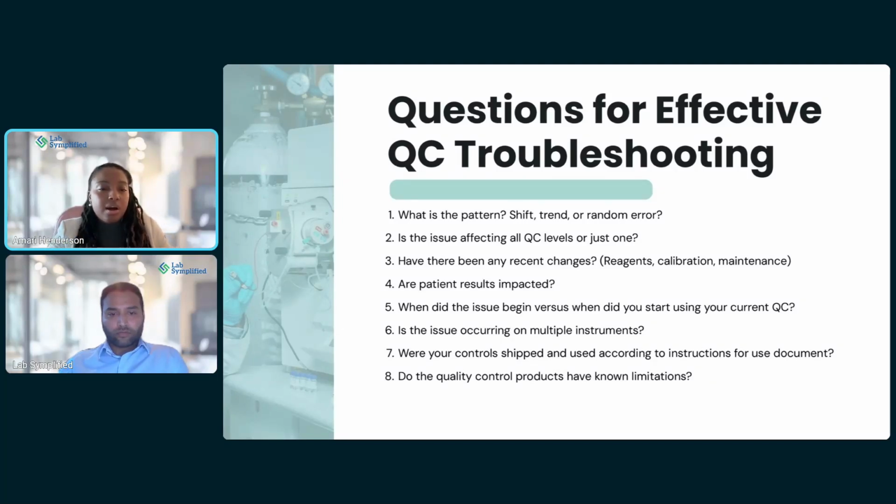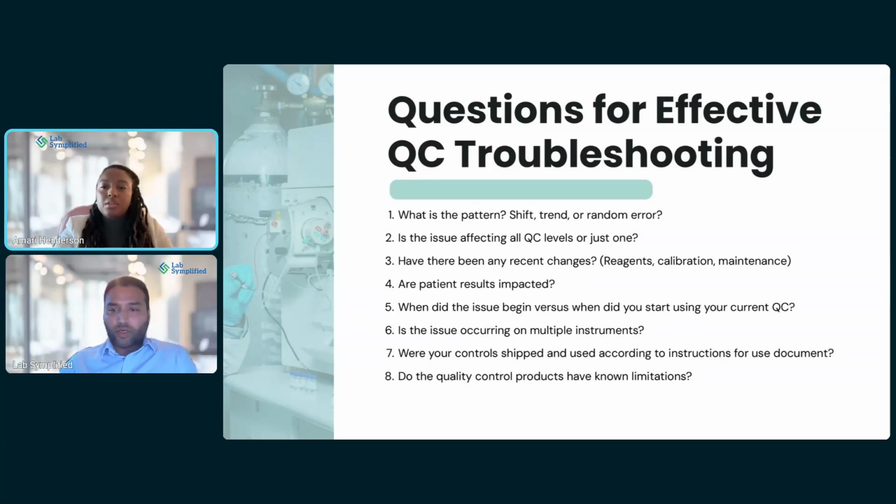Do the quality control products have known limitations? So I think this is a big one. Sometimes you have more sensitive analytes and they may deteriorate over a certain period of time. So we want to pay attention to those things. Are there known limitations for certain analytes, for certain assays? Is this expected? Is this shift down or this shift up expected for this particular analyte?